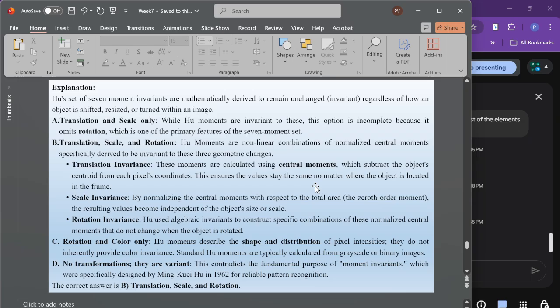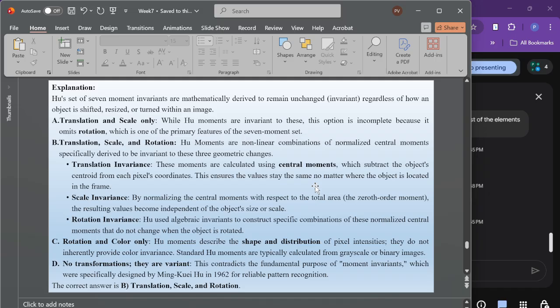Hu moments are a non-linear combination of normalized central moments, specifically derived to be invariant to three geometric changes: translation invariance, scale invariance, and rotation invariance. Options C and D are incorrect, as we know that rotation is not about color. Moments describe the shape and distribution of the pixel intensity. They don't inherently provide color invariance.